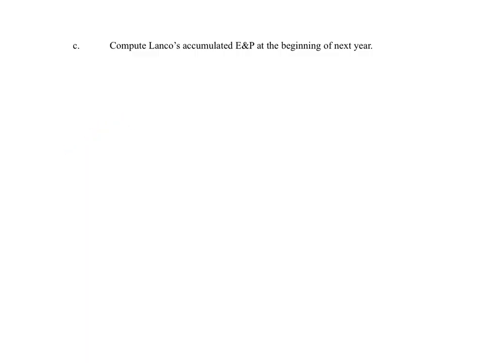So what is part C asking us for? We need to figure out their accumulated earnings and profits at the beginning of next year. So what would be our starting point with that? Our starting point needs to be our current E&P from this year. We have to look at part A to recall what our current earnings and profits were, and we just dealt with that for part B too.